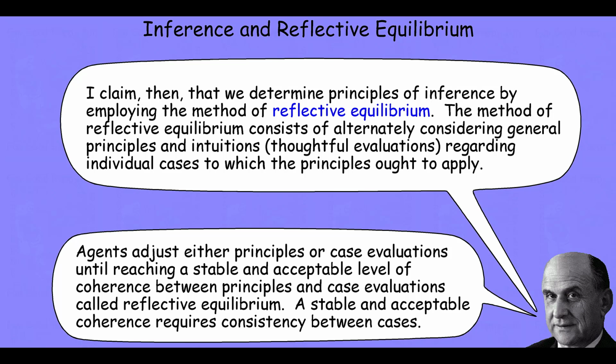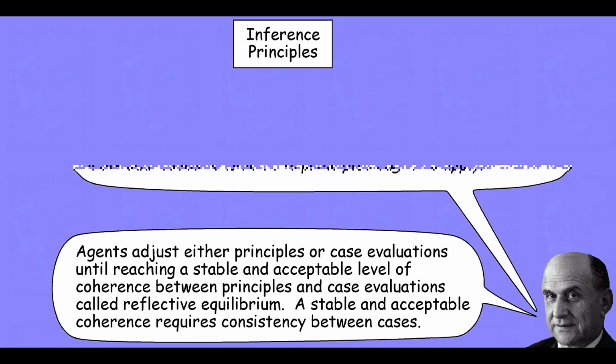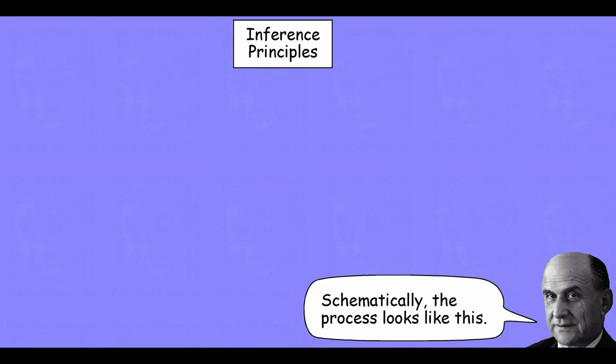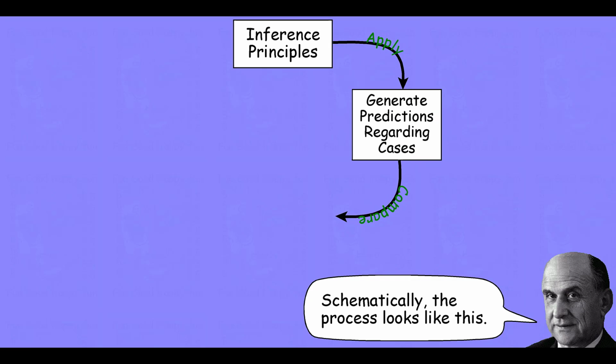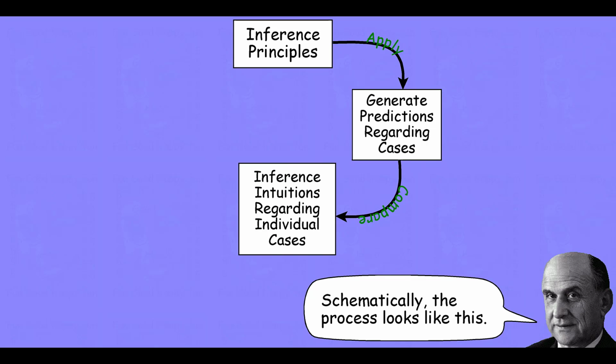Agents adjust either principles or case evaluations until reaching a stable and acceptable level of coherence between principles and case evaluations, called reflective equilibrium. A stable and acceptable coherence requires consistency between cases. Schematically, the process looks like this. We start with inference principles. We apply those inference principles to generate predictions about individual cases. We compare those predictions to intuitions regarding those individual cases.